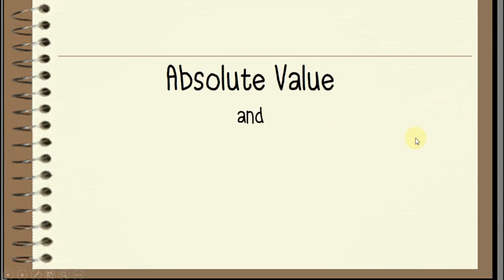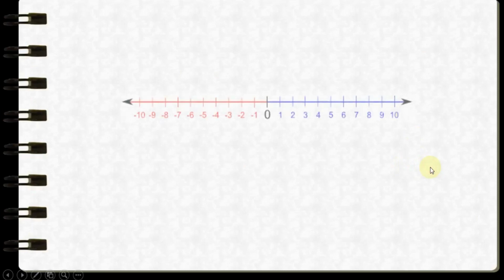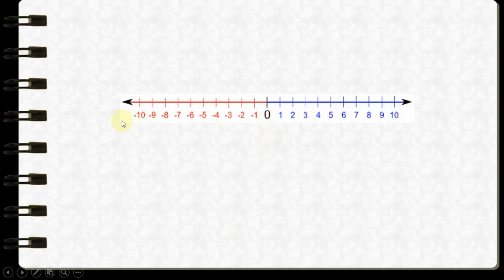Talk about absolute value and opposite numbers. So let's have first a number line. As you can see, the number line consists of positive and negative integers. From 0 going to the right are the positive integers or the positive numbers. From 0 going to the left are the negative numbers.